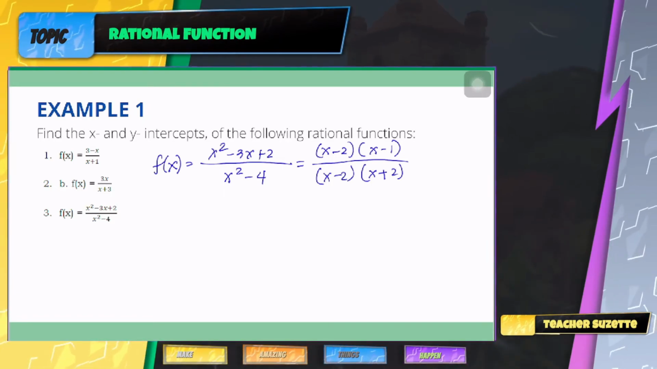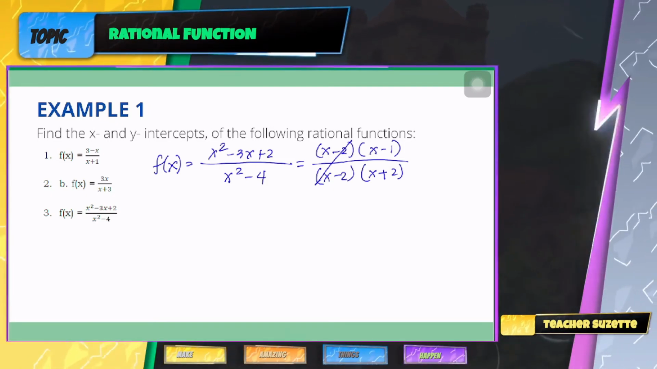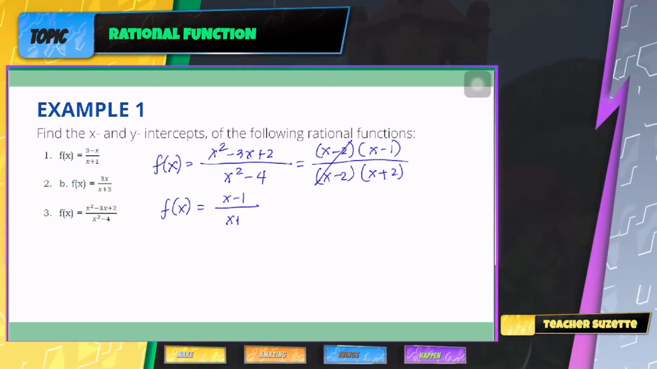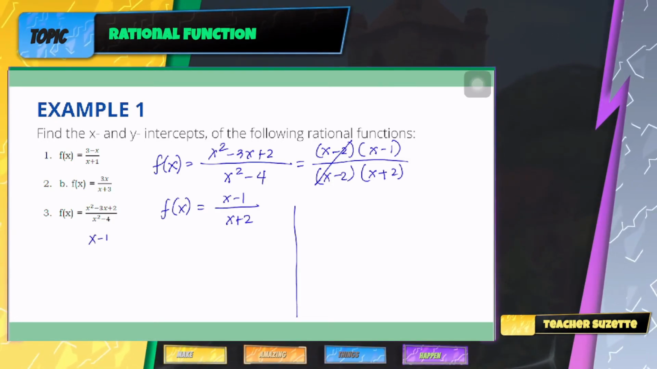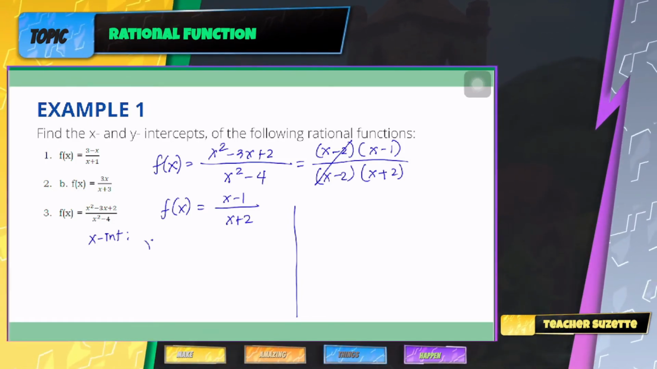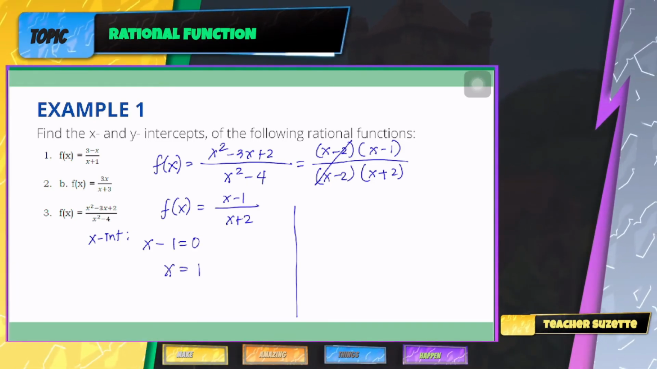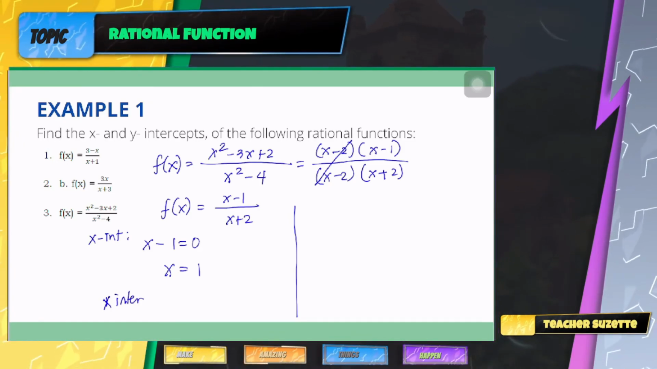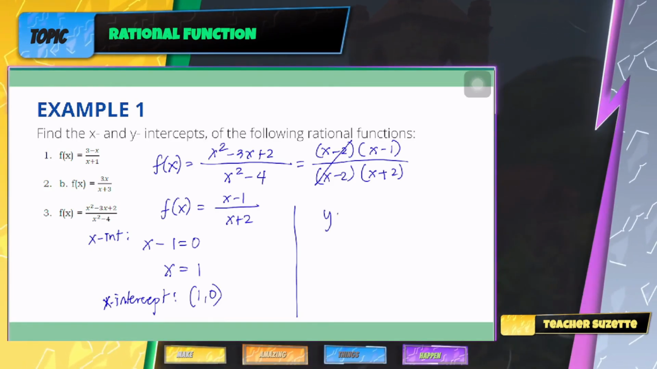So, ayan. Then, obviously, you can cancel out common term from the factor. So, ang magiging function mo na is f of x is equal to x minus 1 all over x plus 2. So, now, you can now solve for your x-intercept. So, x-intercept natin, get natin yung value ng ating numerator, x minus 1 is equal to 0. So, x natin is equal to 1. So, our x-intercept is (1, 0).